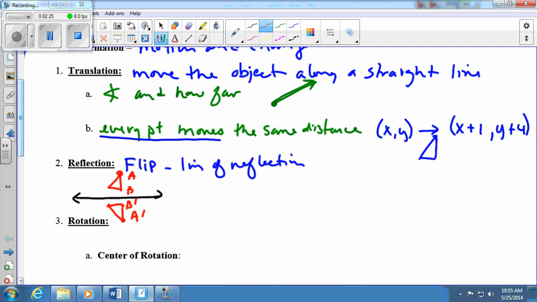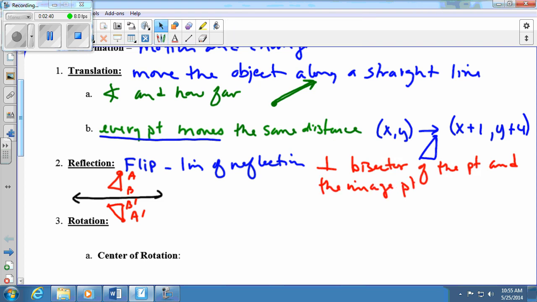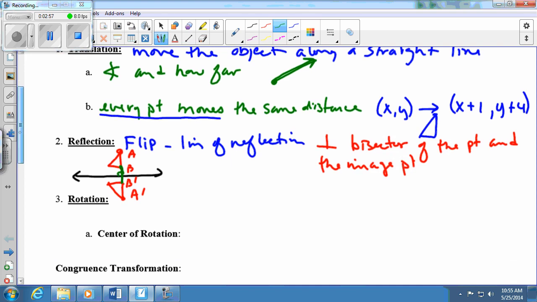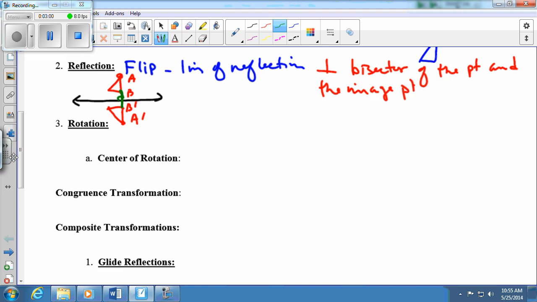So we call that line of reflection the perpendicular bisector of the point and the image point. So we'll look at that on this graph here. In this picture, notice this length right here is perpendicular to my line of reflection, and it's the same distance to the line of reflection as from the line of reflection to my image. So we say that those distances are going to be the same. That'll be an important concept about the distances in both translation and reflection being the same.